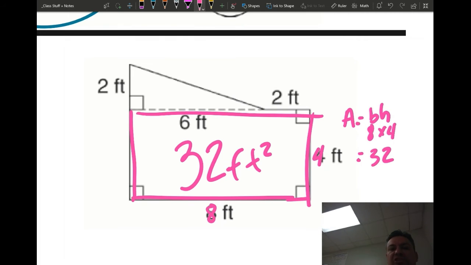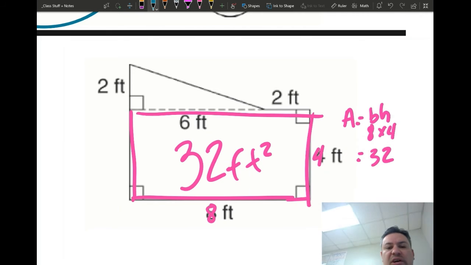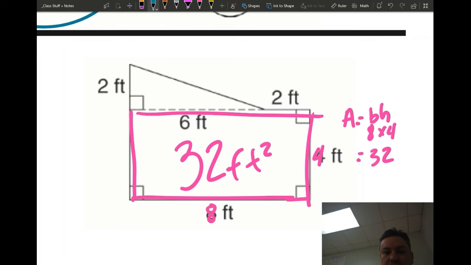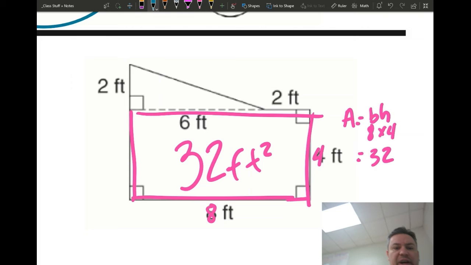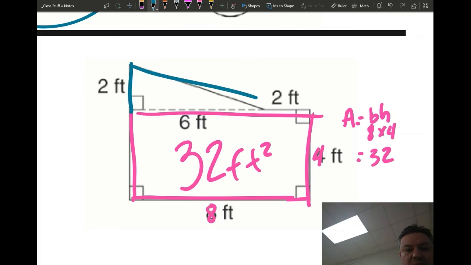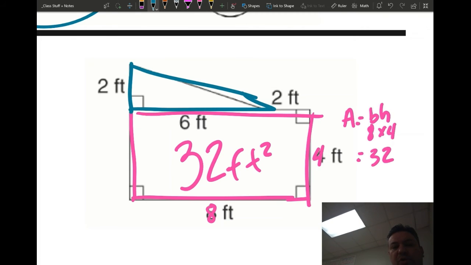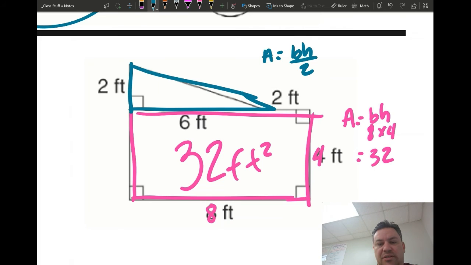Now, what is the other shape that you can see? I have one more shape on top of it. What is that called? Scalene triangle. The scalene triangle. Very good. So it's just a triangle right there, the blue one. And the formula for that is base times height divided by 2. And that's also on your formula chart.